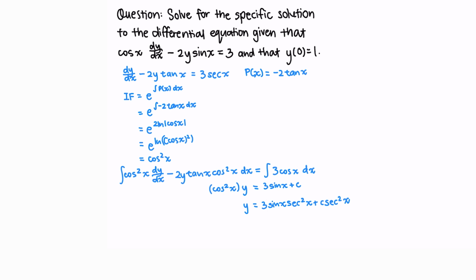And this question asks us to find the specific solution when y0 equals 1. So we write when x equals 0, y equals 1, and we solve for c. If we substitute all our values of x and y correctly, we should get c equals 1. And this just gives us a final answer of y equals secant square x times 3 sine x plus 1.